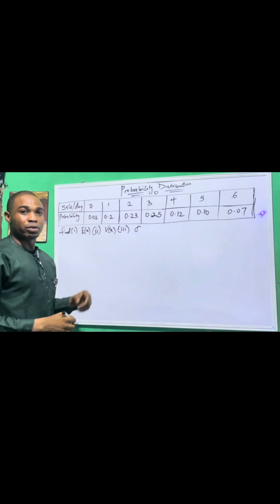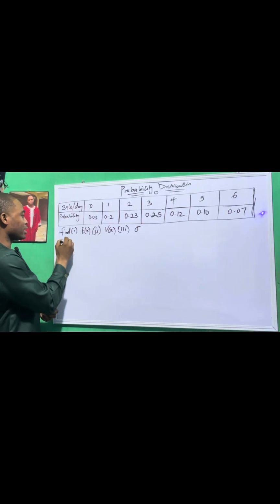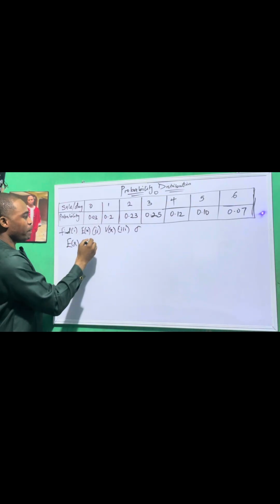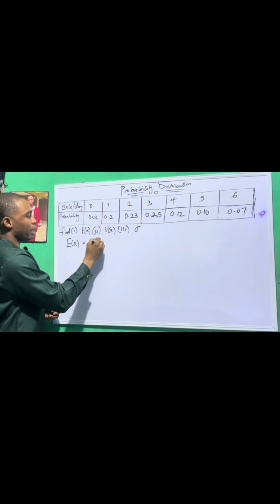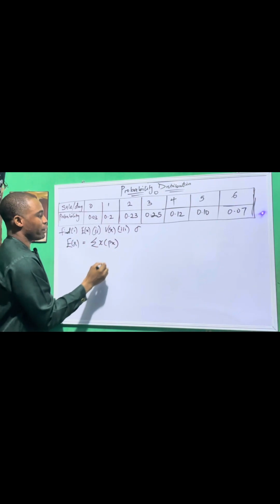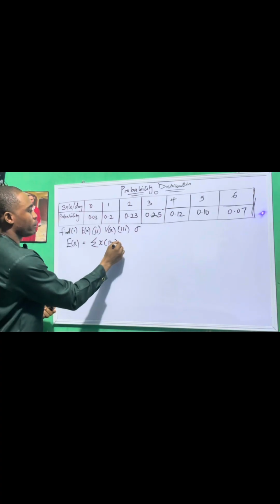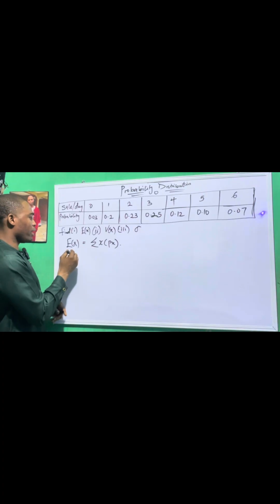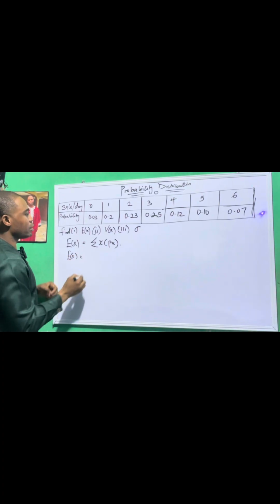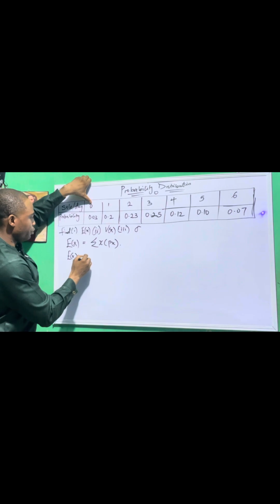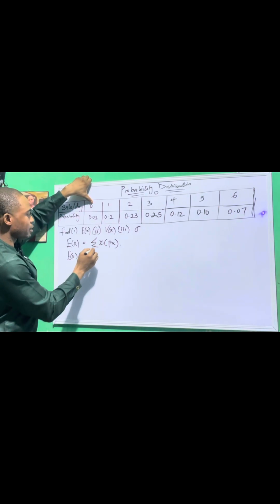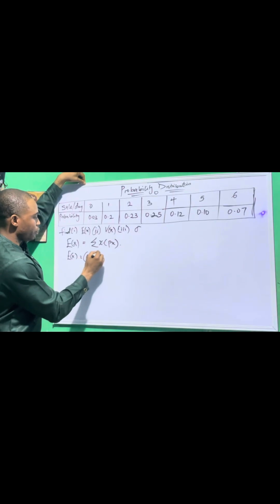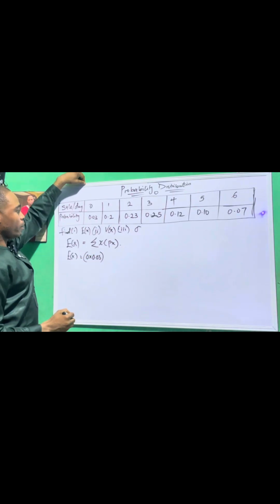Now, for you to solve this question, the first thing we are looking at is the expected value of x, which is the mean of x. The expected value of x is defined as the summation of x multiplied by the probability of x. So this is the mean value. My expected value is going to be 0, which is my value of x, multiplied by its probability, which is 0.03.